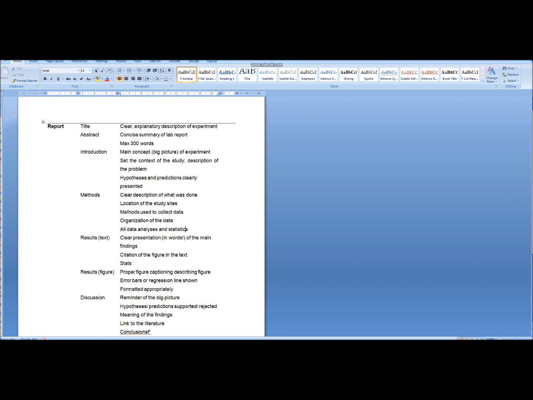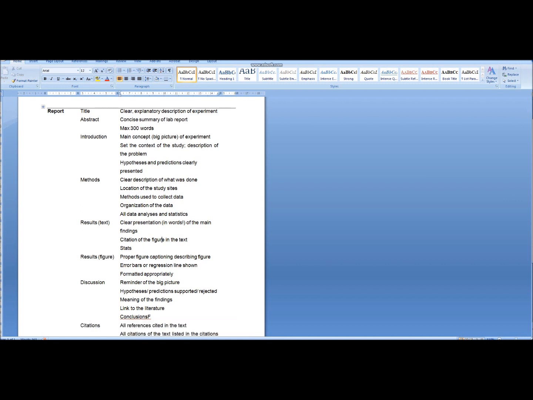Something like that. Your results is a clear presentation in words of your main findings. They have to support your figure, but they also should stand independently from your figure. You should cite your figure. That's also key. If you don't have figure 1 represented in your text, then you haven't properly cited your figure and you're not presenting your data appropriately. And of course, you also want to incorporate your stats. So your p-value, p equals 0.0 whatever.